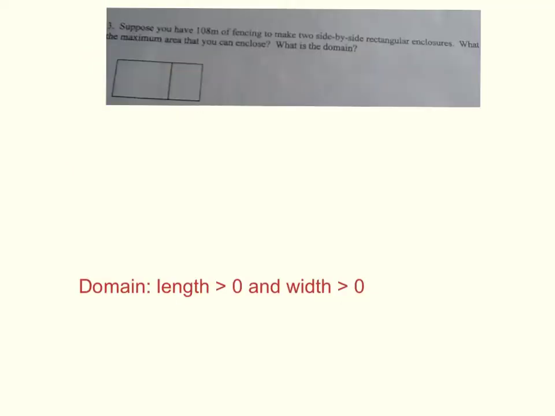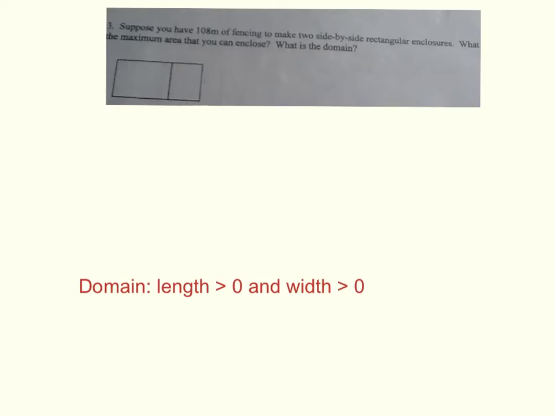Okay, let's try this one. Suppose you have 108 meters of fencing to make 2 side-by-side rectangular enclosures. What's the maximum area you can enclose? And again, what's the domain? Well, we're going to do the same thing again.